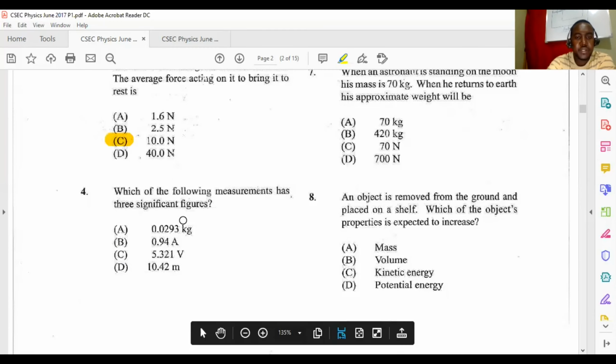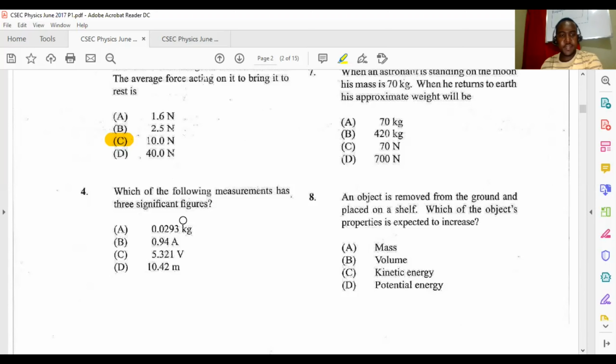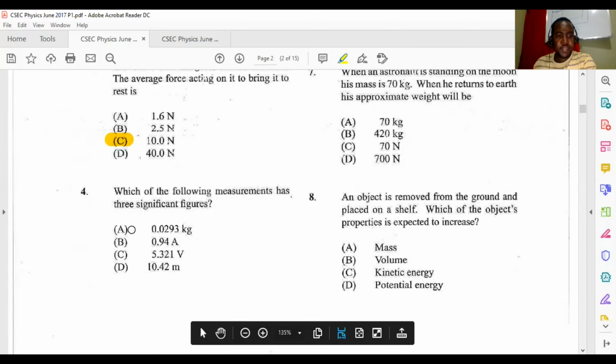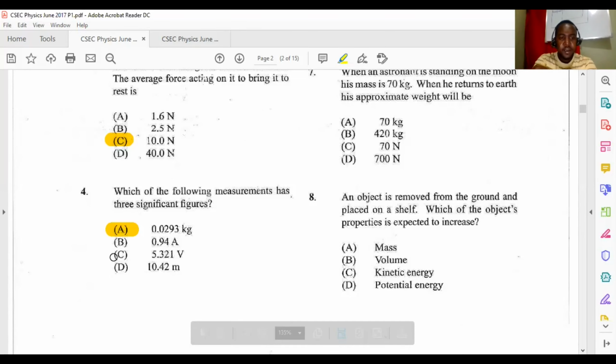Which of the following measurements has 3 significant figures? A. All right, so the answer is A. So C is not the answer because all those numbers are non-zero numbers. So 5 is the first one, 3 is second, 2 is third, and the 1 is the fourth. So that's 4 significant figures.